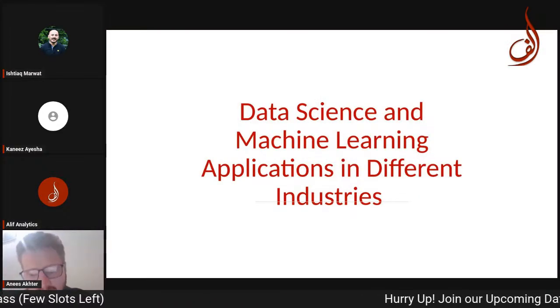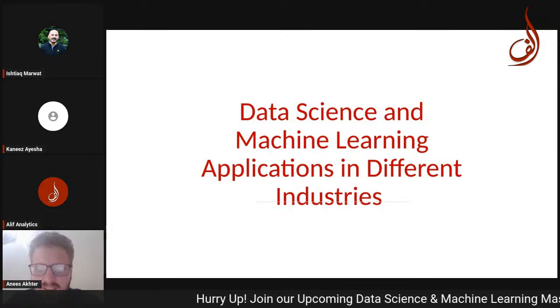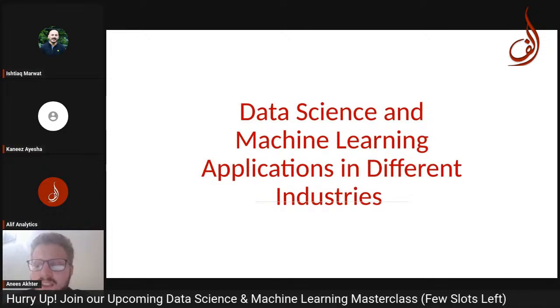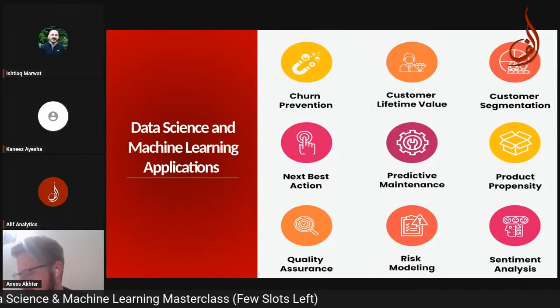So let's see what are some of the applications. Now, Kaniz will explain to us some of the applications that we can have in our current industry regarding data science and machine learning. Okay, sure.